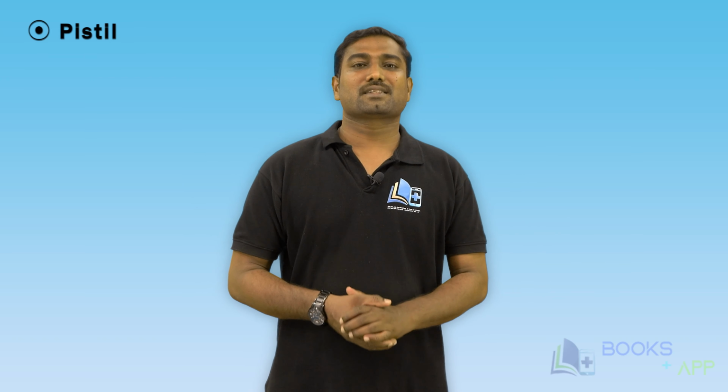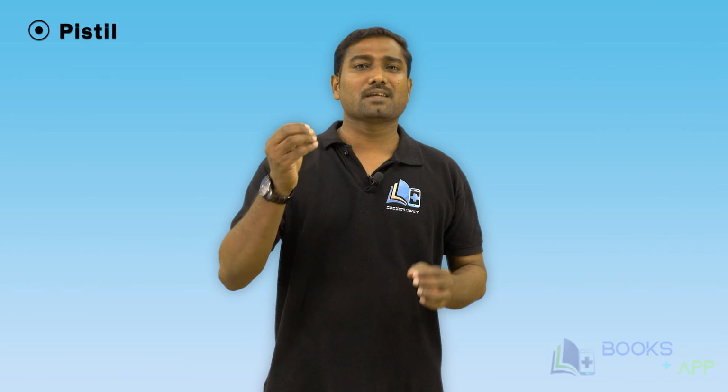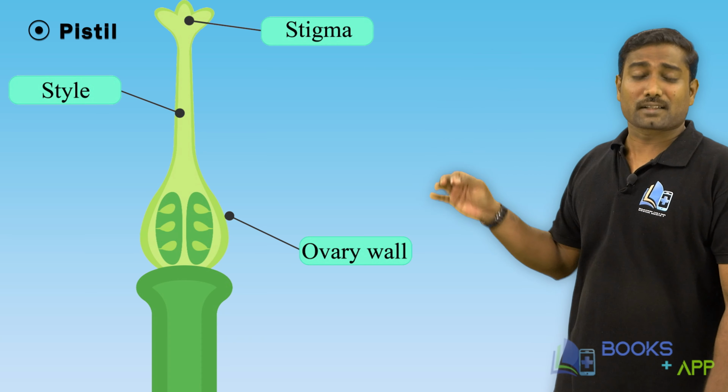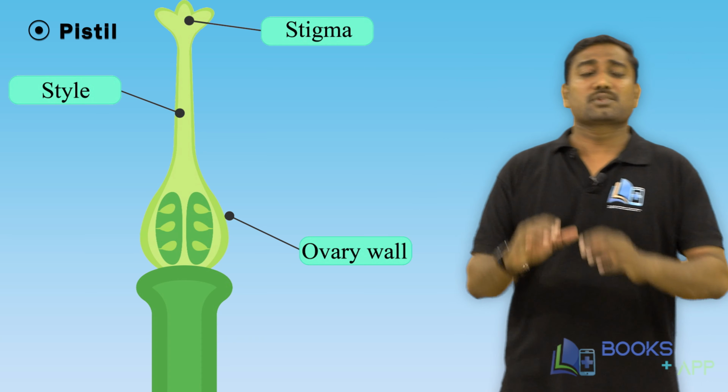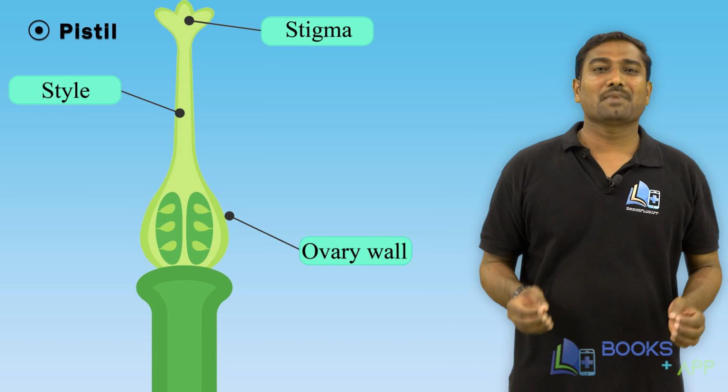Moving to the innermost part of the flower, it is the pistil, also called the carpels. Each carpel has three main regions: stigma, the top portion, then comes the stalk-like structure called style, and the swollen region called ovary. Inside the ovary is the ovule or the female gamete.